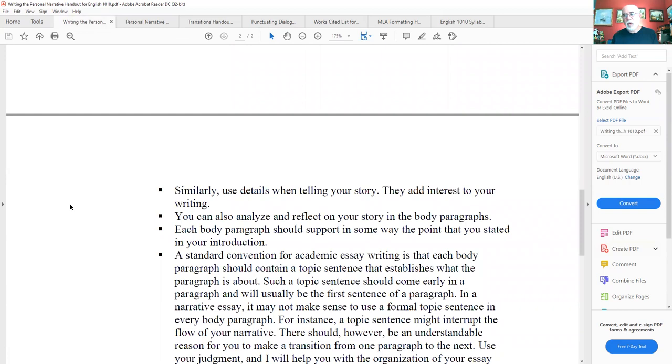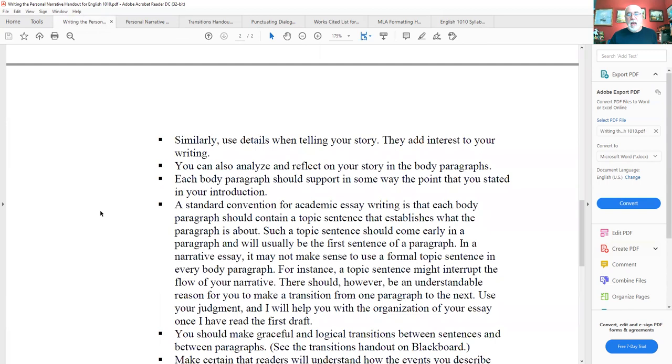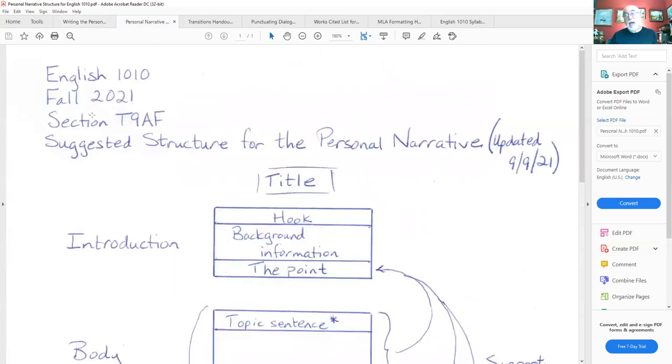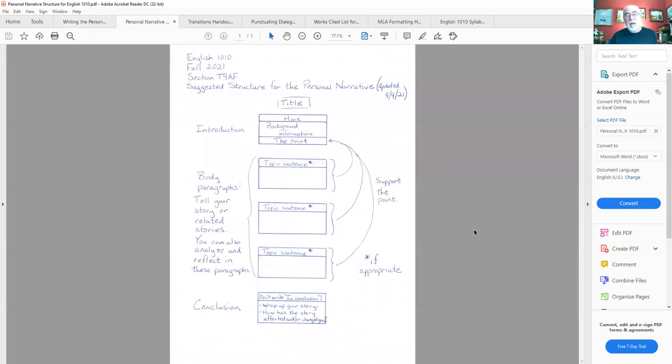also use details. Details make writing interesting. And as I said before, you can analyze and reflect. I have another handout for you here. This is hand-drawn. This is the one I was talking about a moment ago. This is a suggested structure for your narrative, and it's pretty much what you're going to be doing for other essays too. As we discussed in class: title, your hook, background information, we're calling it a point here.